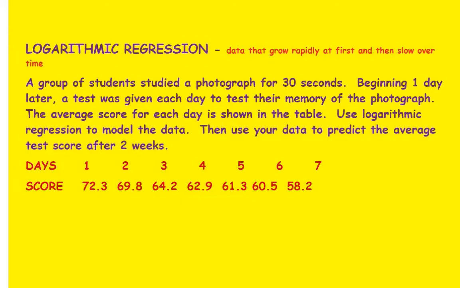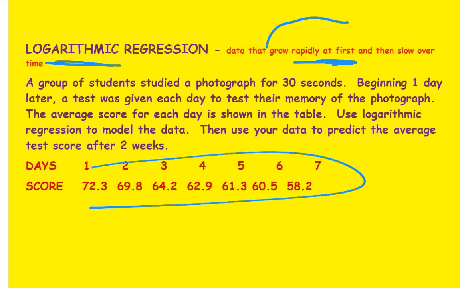So the next type of regression equation we're going to look at is logarithmic regression. And it's data that grows rapidly at first, and then it's going to slow down over time. So it's going to look something like this. A group of students studied a photograph for 30 seconds, beginning day 1. Beginning 1 day later, a test was given each day to test their memory of the photograph. The average score for each day is shown in the table. Use the logarithmic regression to model the data, then use your data to predict the average score after 2 weeks.